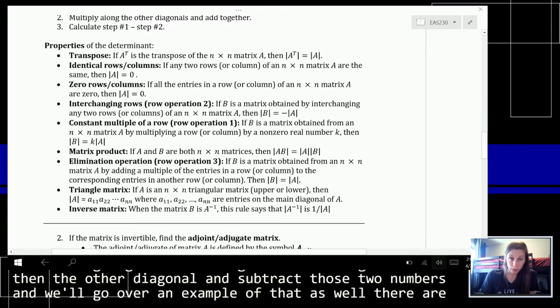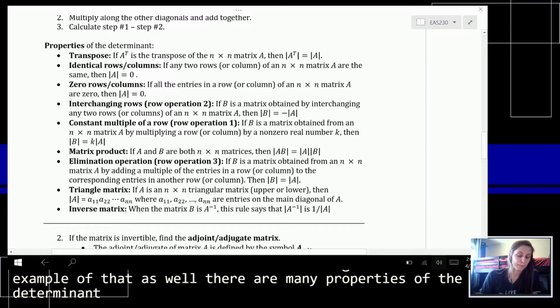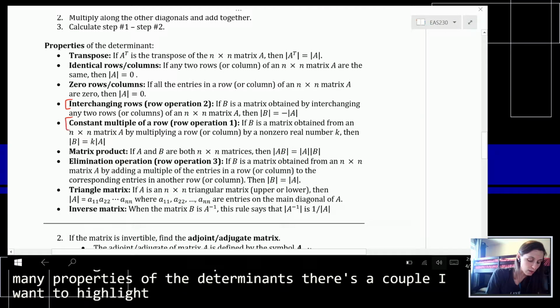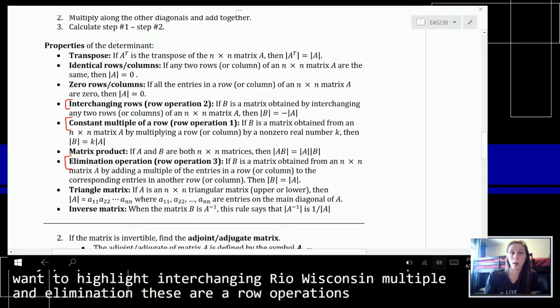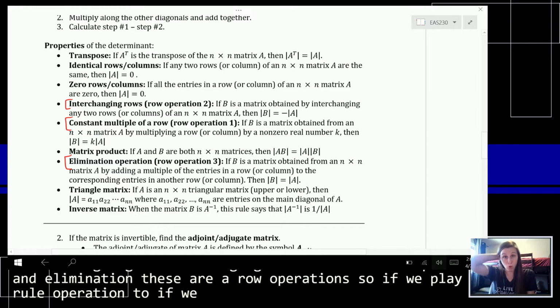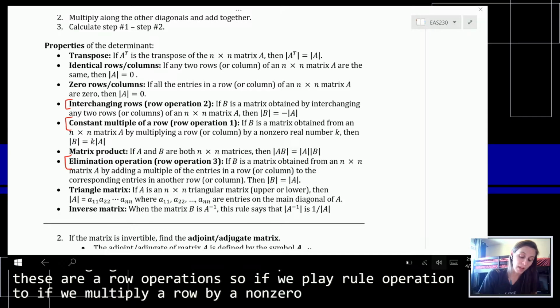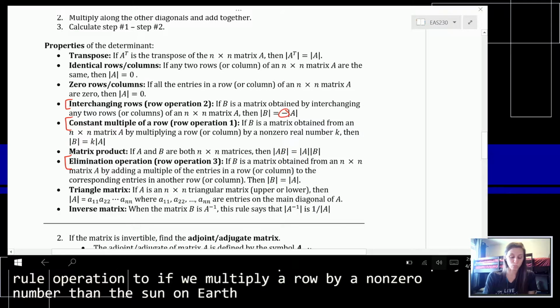There are many properties of the determinant. There's a couple I want to highlight: interchanging rows, constant multiple, and elimination. These are our row operations. So if we apply row operation 2, if we multiply a row by a non-zero number, then the sign on our determinant changes.